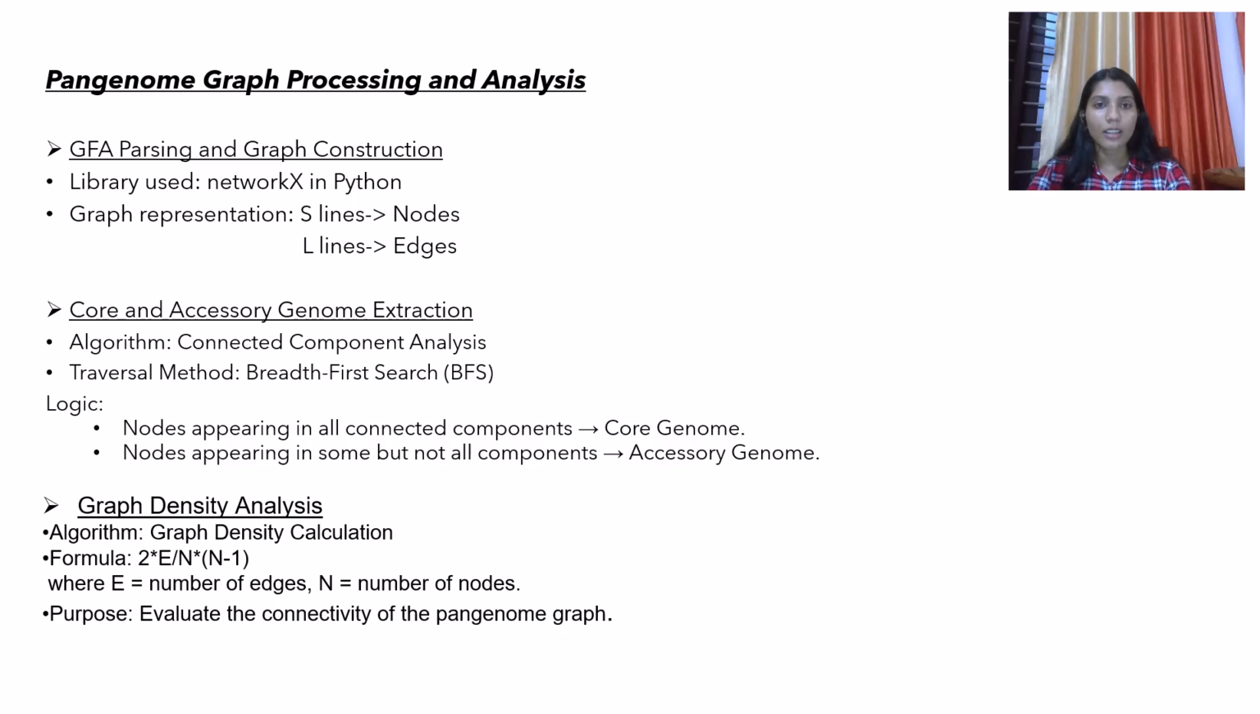To understand how connected the graph is, we calculate the graph density using the formula 2E divided by n(n-1), where E is the number of edges and n is the number of nodes. A higher density means the sequences are more interconnected.